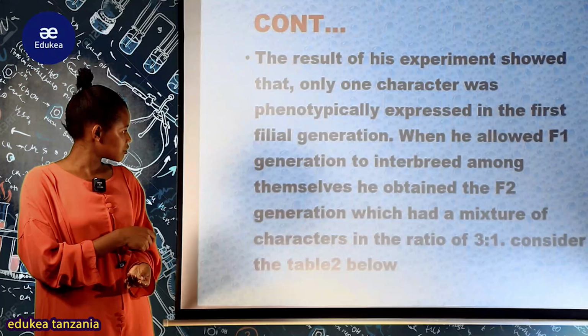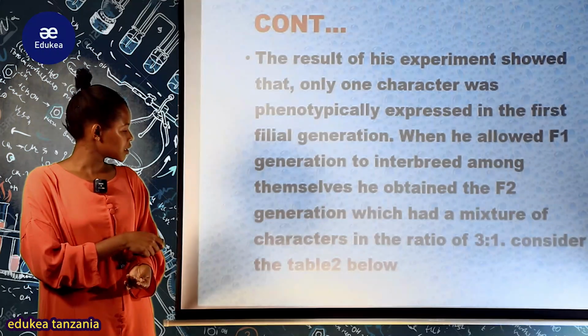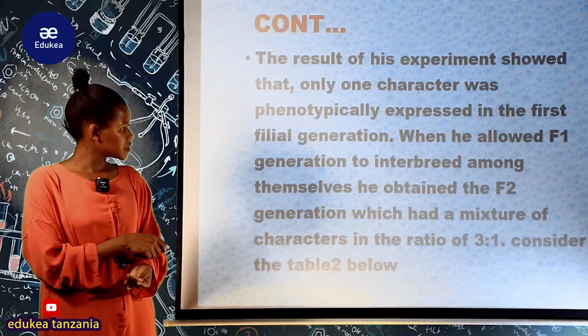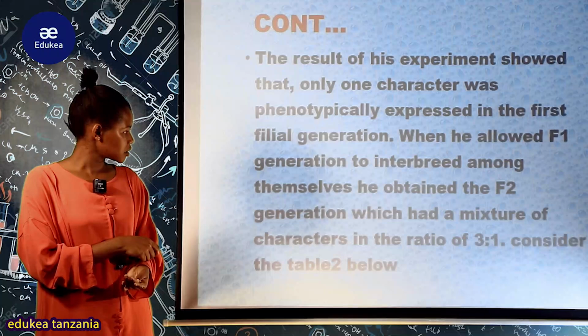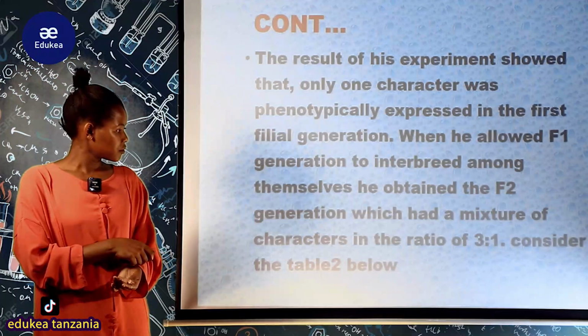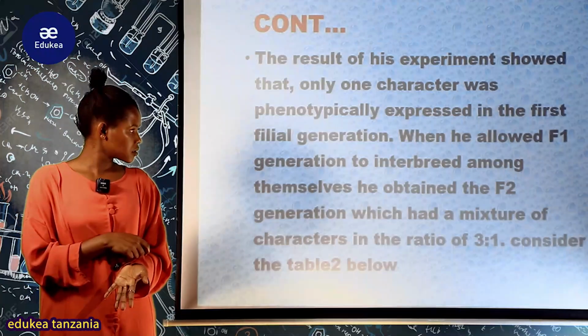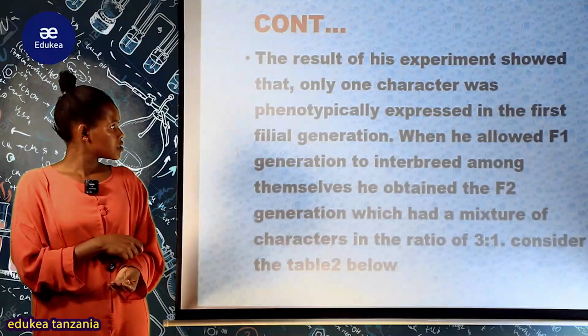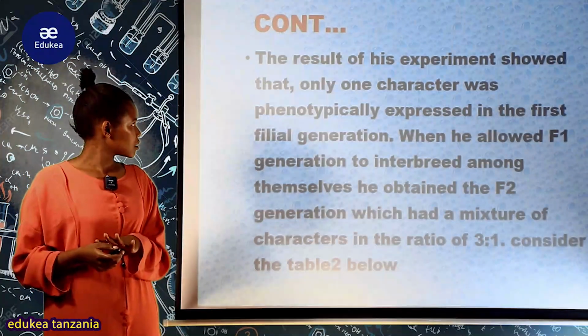When he allowed the F1 generation to interbreed among themselves, he obtained the F2 generation, which had a mixture of characters in the ratio of 3:1. And here we'll go to see the table so that we can understand it deeply.